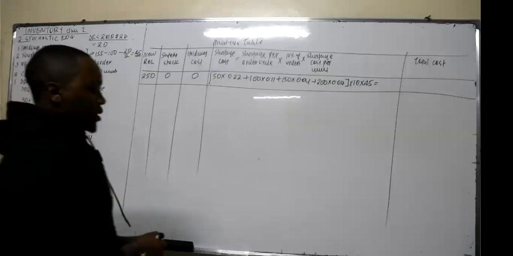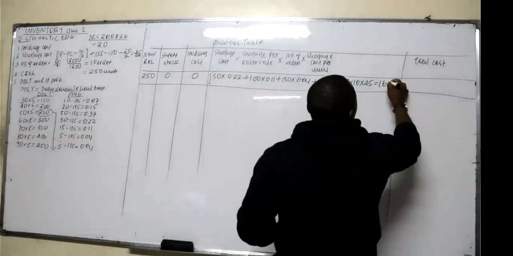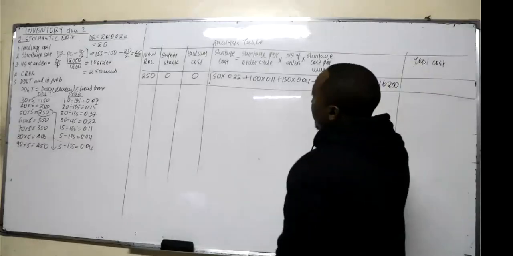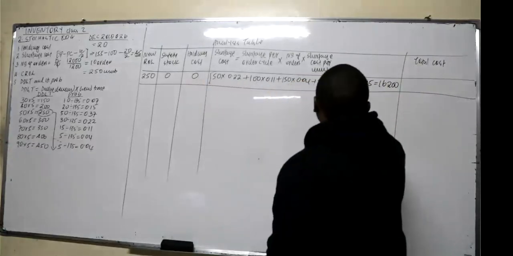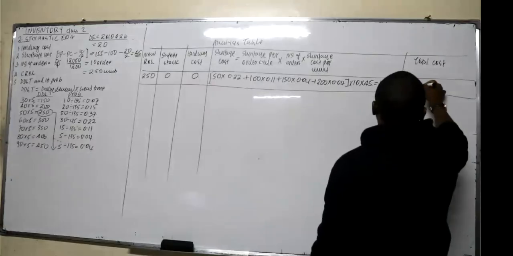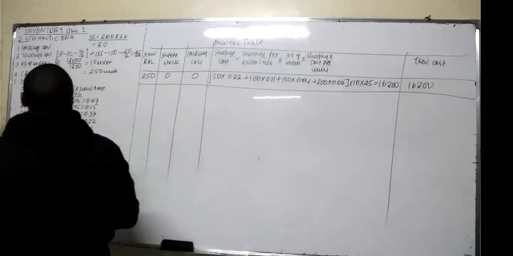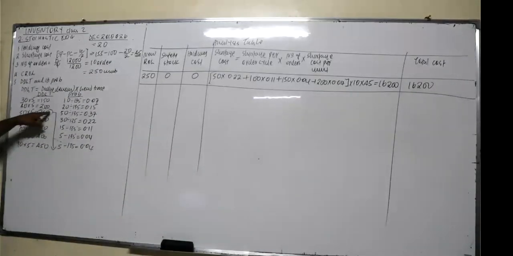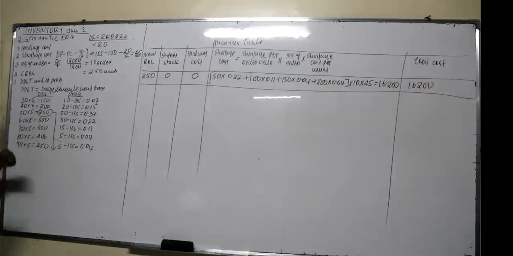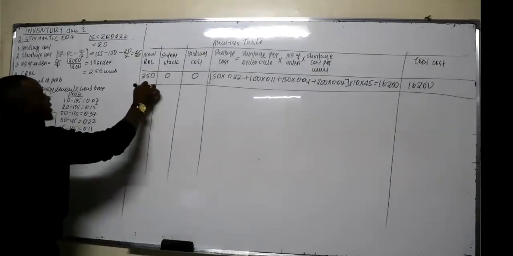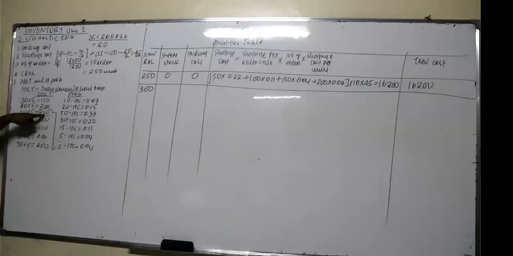You're getting 16,200. So now to get the total cost, the holding cost was 0, the shortage cost is 16,200, so the total is 16,200. I will repeat the same process for the second option. From 250, we increase to 300, so our new reorder level will be 300. The minimum you can order is 250, so you try 300, 350, 400, up to 450.